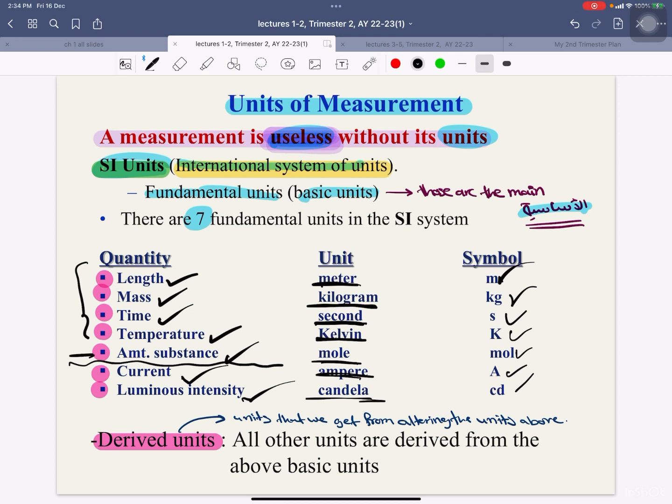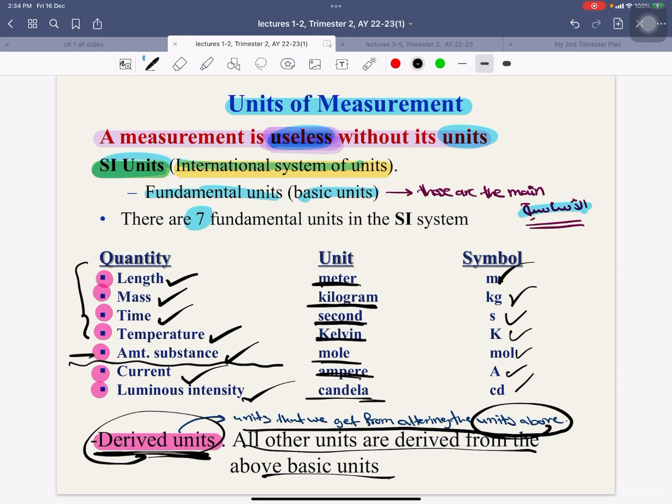However, these are the basic fundamental units. We said we have basic fundamental units, so surely there is something we take and something we derive from these basic fundamentals. The things that we derive from the basic fundamental units are called derived units. So they are the units that we get from altering the basic fundamental units, meaning I play with them, so I get a derived unit. So all other units are derived from the above basic units. And these are the derived units.